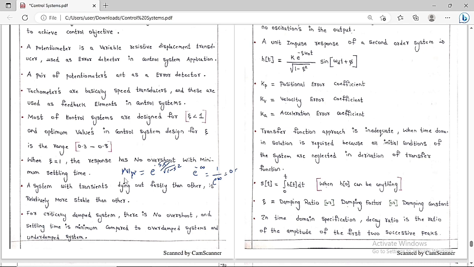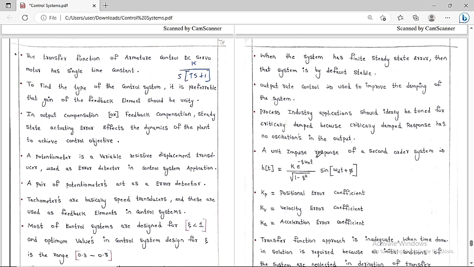Whereas for the overdamped case, when zeta is greater than 1, there will be no peak overshoot, but the response is very sluggish in nature, plus the settling time is very large. It will take more time to settle the output. So these things you always have to keep in your mind.